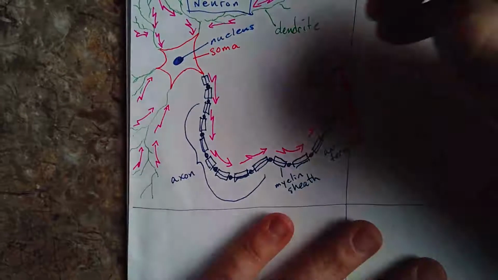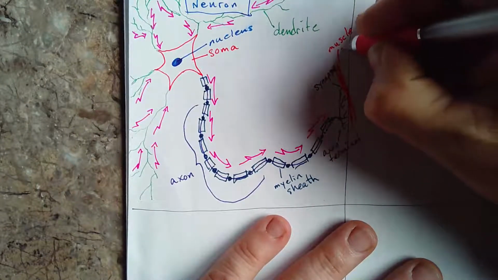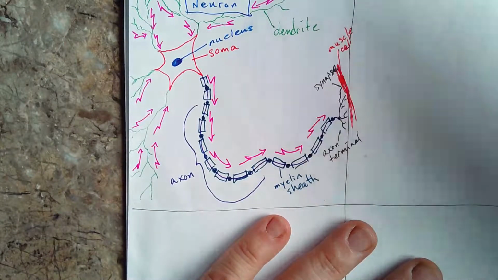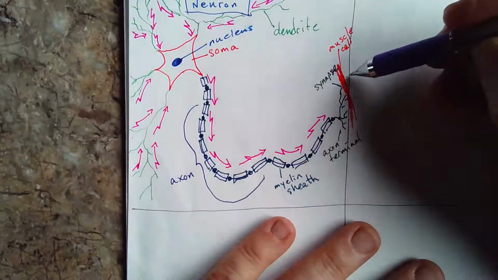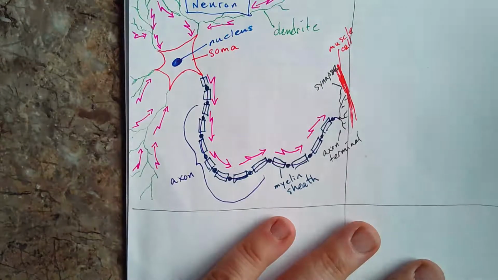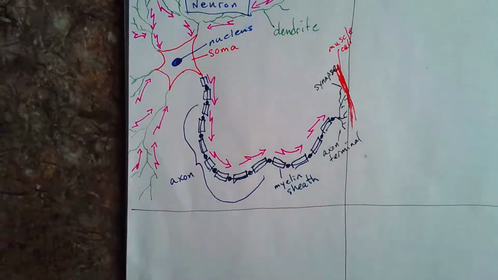Here, let's label that muscle cell. Remember, it could be any cell, but this I'm just calling a muscle cell. Telling these muscles to contract. And then that would instigate a new electrical signal inside the neighboring cell. But remember, no touchy. Doesn't touch. There's a space called the synapse.